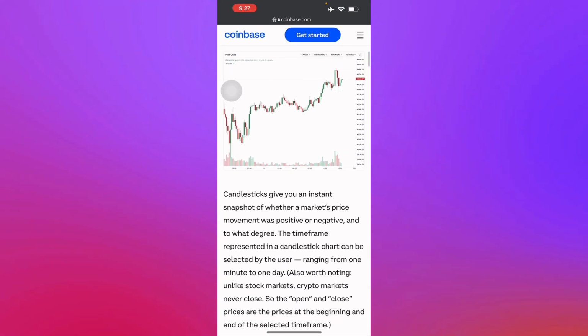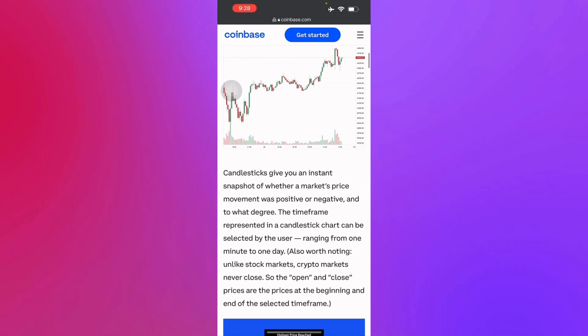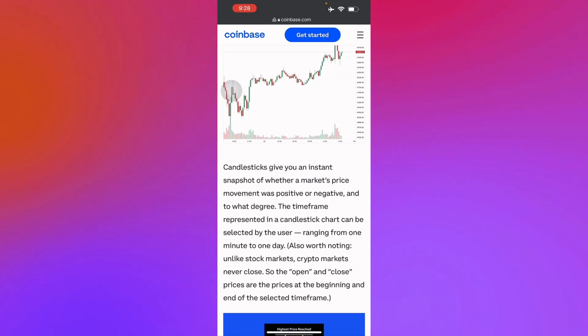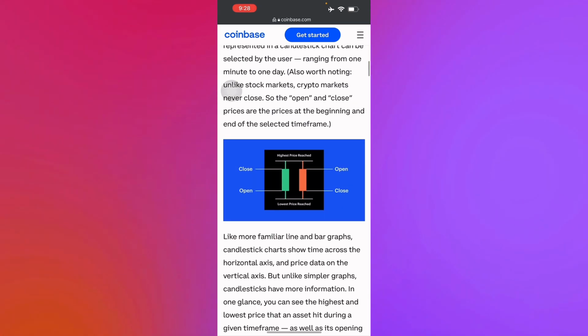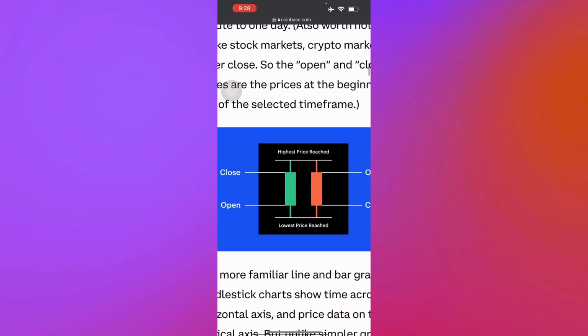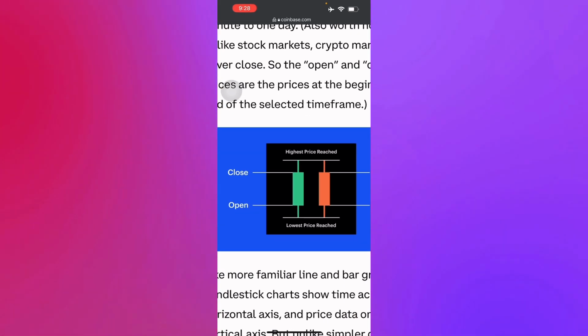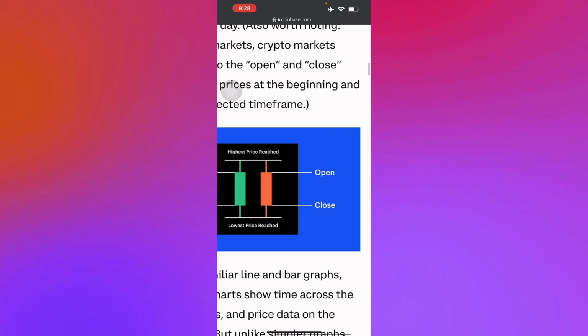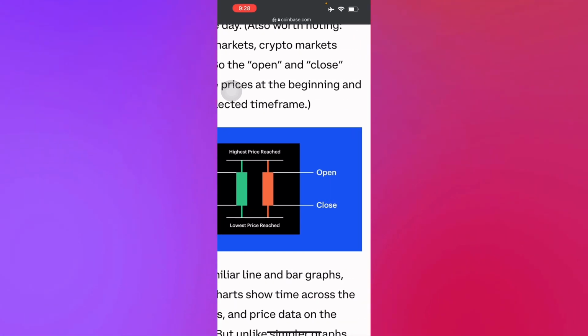Candlesticks give you an instant snapshot of whether the market's price movement was positive or negative, and to what degree. The time frame represented in the candlestick chart can be selected by the user, ranging from 1 minute to 1 day. It's also worth noting that, unlike the stock market, crypto markets never close, so the open and close prices are the prices at the beginning and the end of the selected time frame. As you can see here, there's a guide. The highest price reached is the close right here. The lowest price reached is the open, and for buying, the open is in the highest and the close is in the lowest price reached.